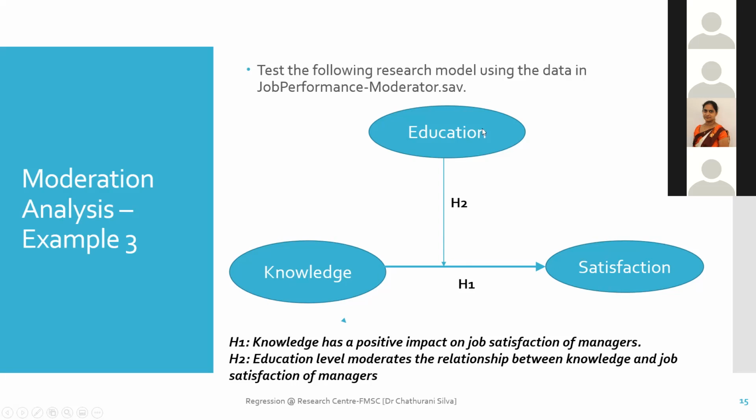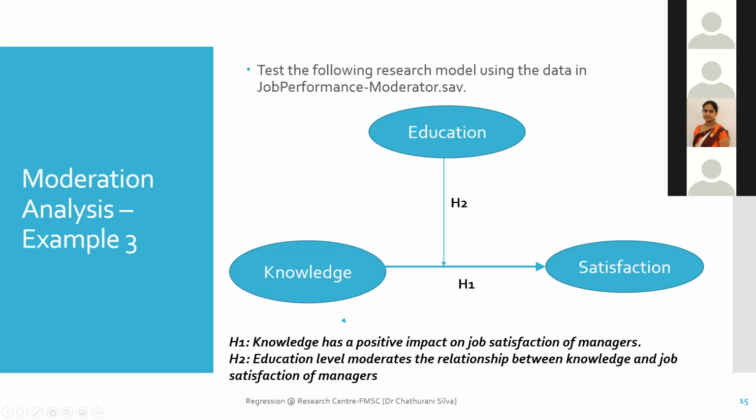Education level moderates the relationship, with higher levels of education having some different kind of relationship. However, here we have not hypothesized any positive or negative moderation. We haven't said that education level positively moderates the relationship between knowledge and satisfaction, or negatively moderates. If you have enough literature evidence to do that, please include that. If you have some indication that knowledge has more effect on satisfaction when people are more educated or not, right? A weaker or stronger relationship can be hypothesized.